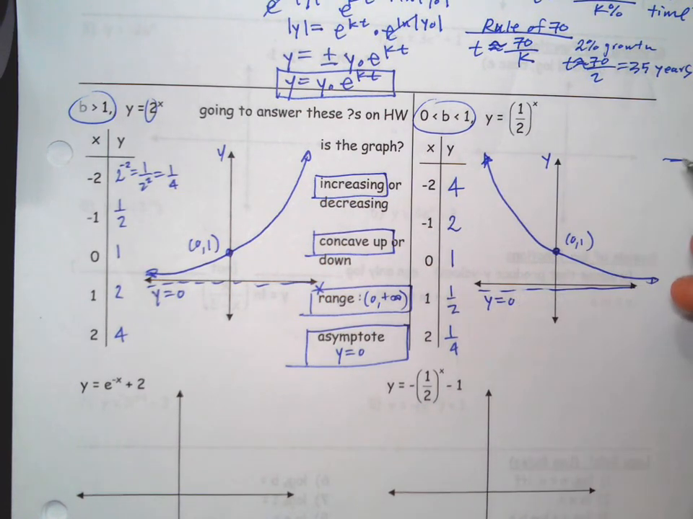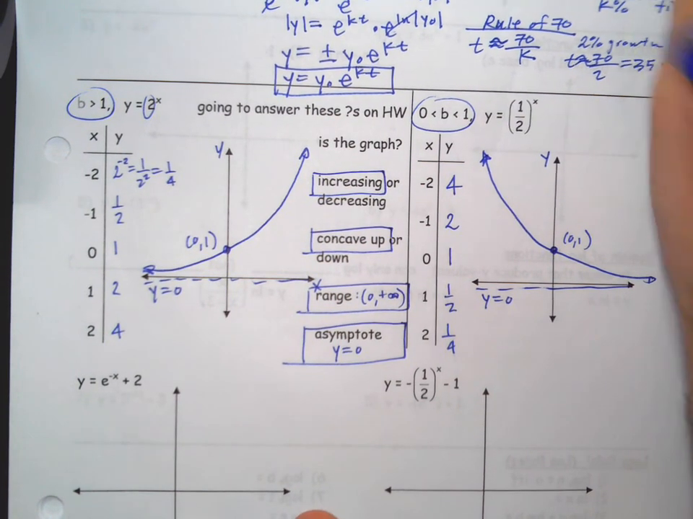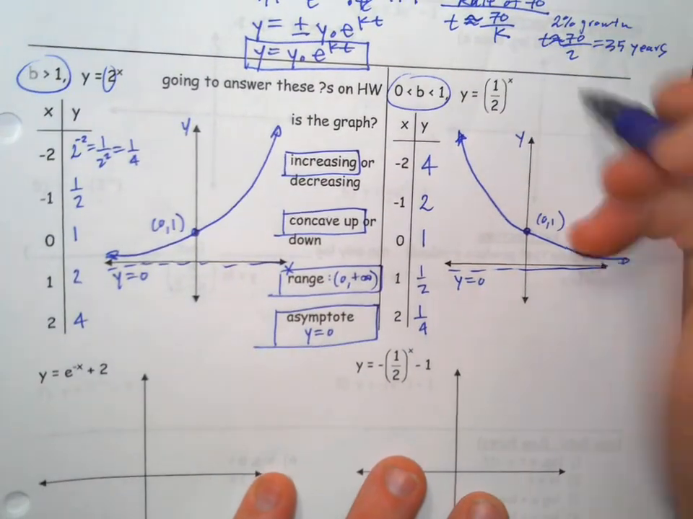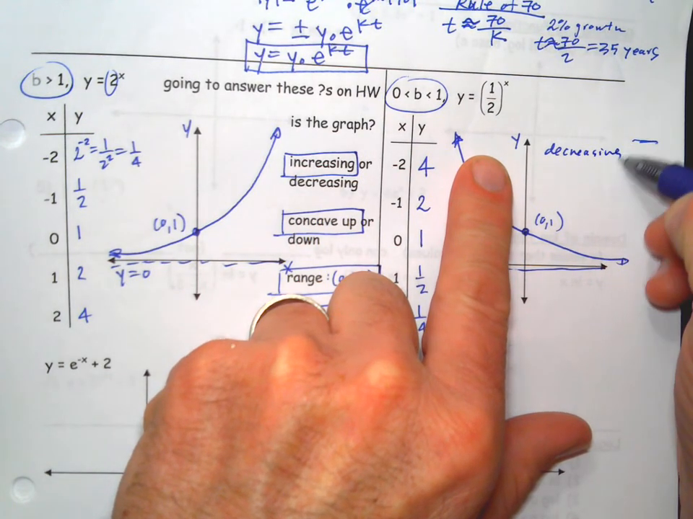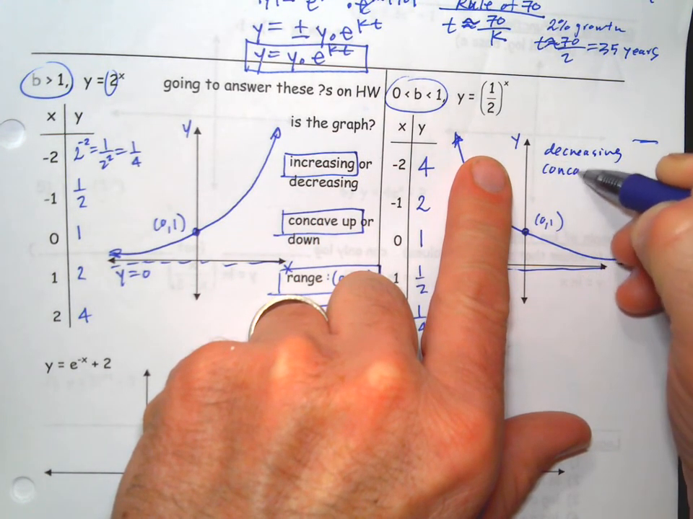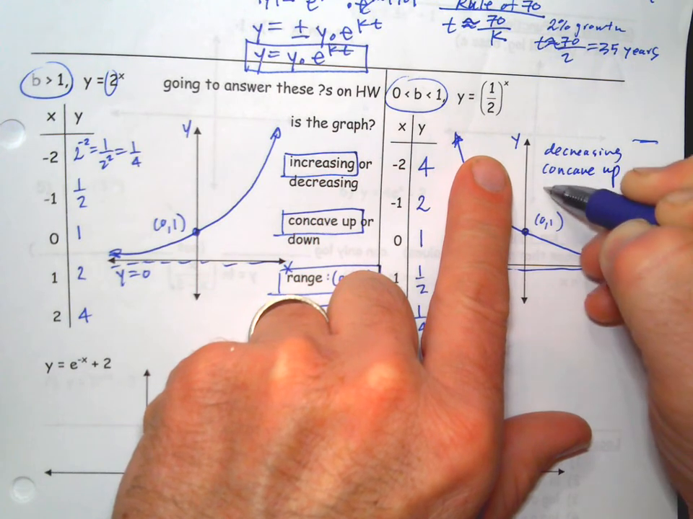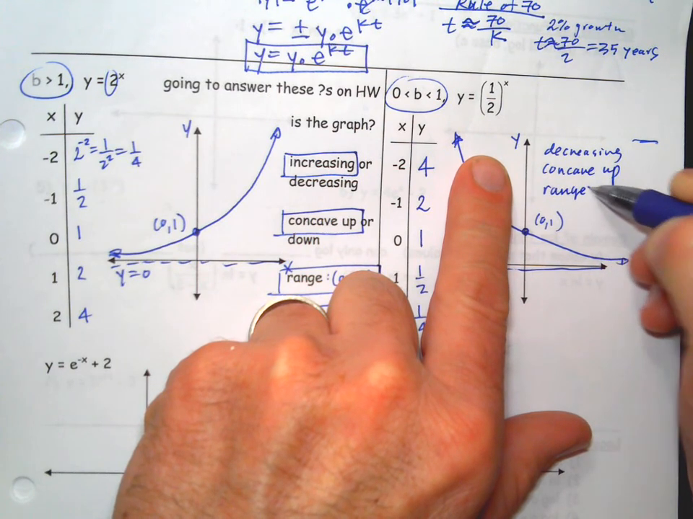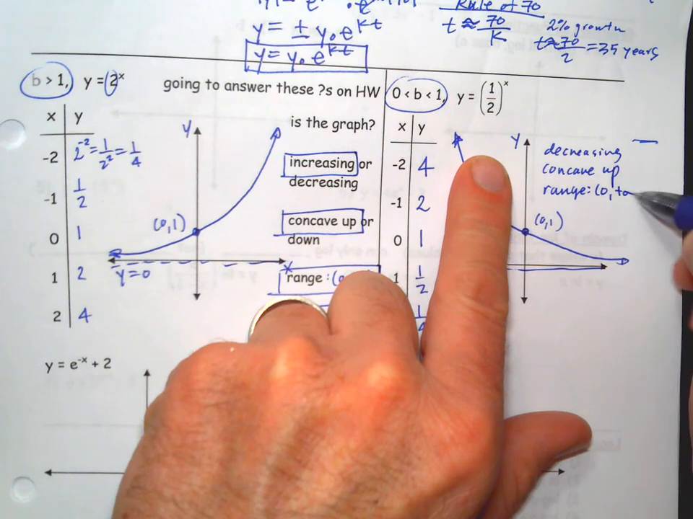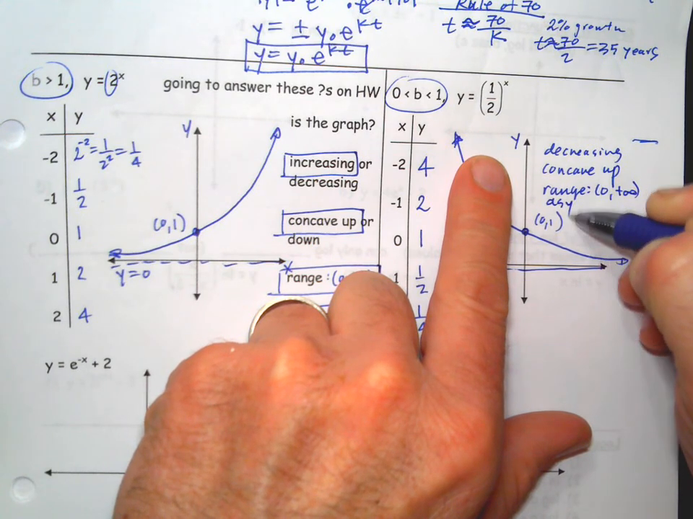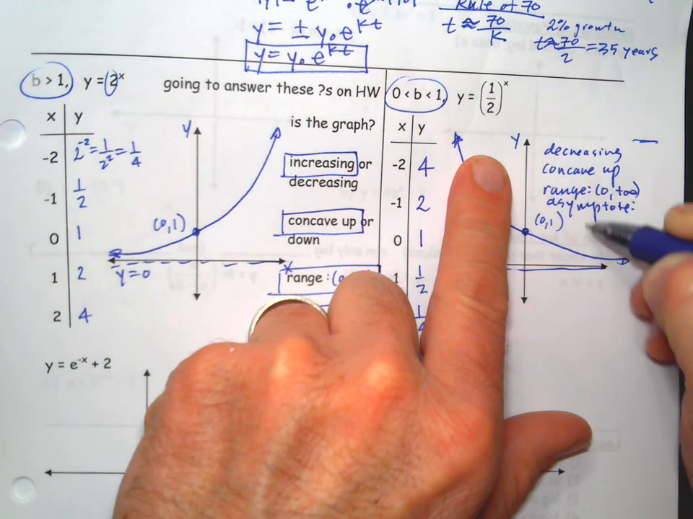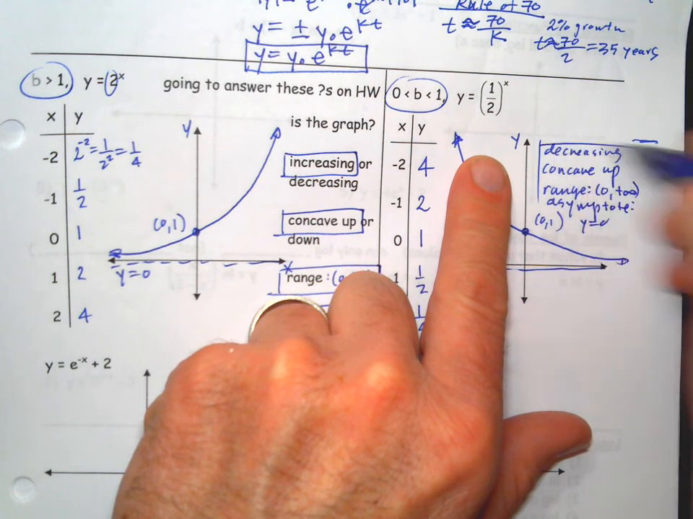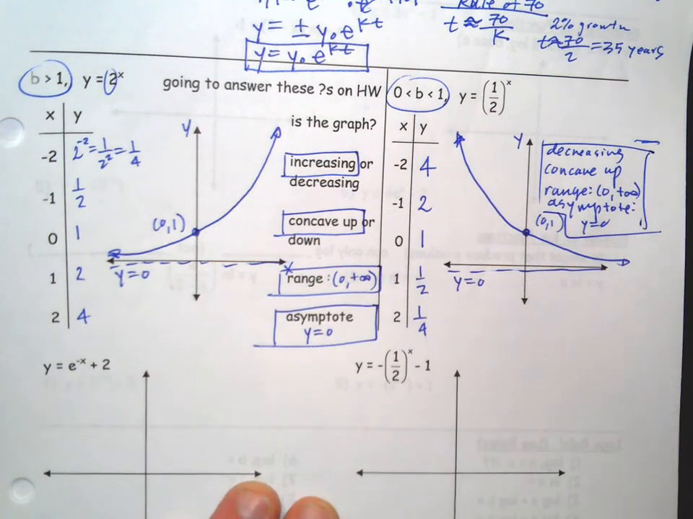And I'm going to ask the same questions on your homework. Is it increasing or decreasing? You would say, well, it's decreasing because it's going down. Is it concave up or concave down? It's concave up. Its range is 0 to positive infinity, and the asymptote is y equals 0. So this is the same stuff I'm going to be asking.